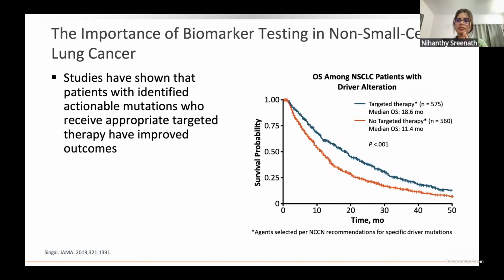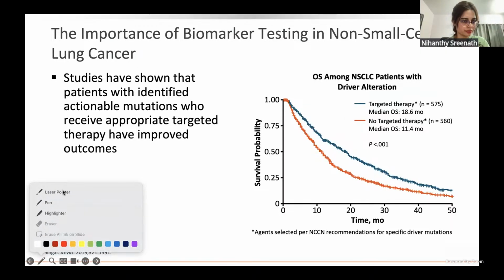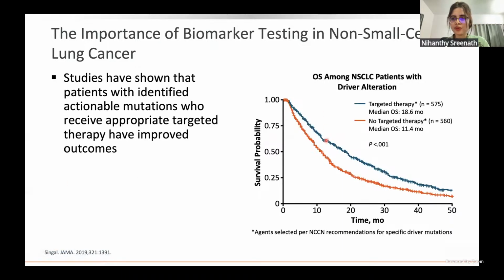So why is this biomarker testing important? As I discussed, if you look into this Kaplan-Meier graph, one second, I would just want to use my pointer. So if you look into this Kaplan-Meier graph here, the patients who had a driver mutation versus the ones who didn't have a driver mutation, and based on the driver mutation, if you give a specific target, there is an increase in the OS. And also one most important thing is quality of life, which has to be kept in mind.